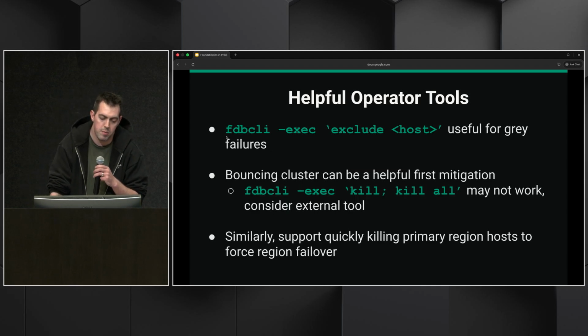So as mentioned, FDB can self-recover from many issues, but sometimes external intervention is required. It should be straightforward to do the operations detailed on this slide. You should be able to exclude processes, bounce a cluster, or in a multi-region configuration, quickly shut down all processes in a region to force a failover to the remote region.